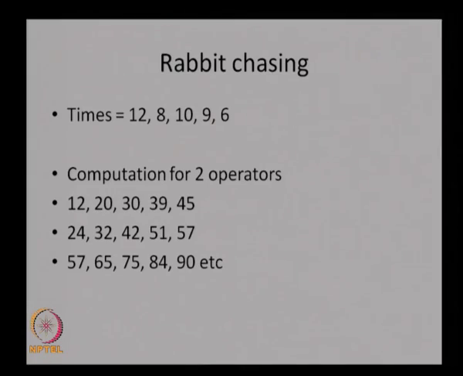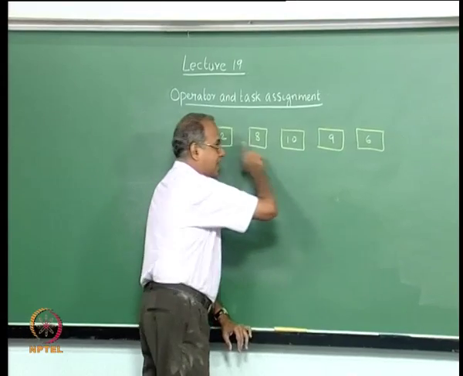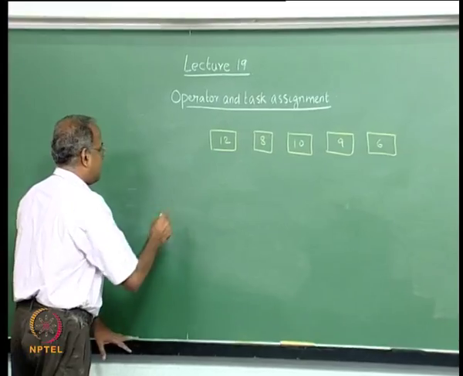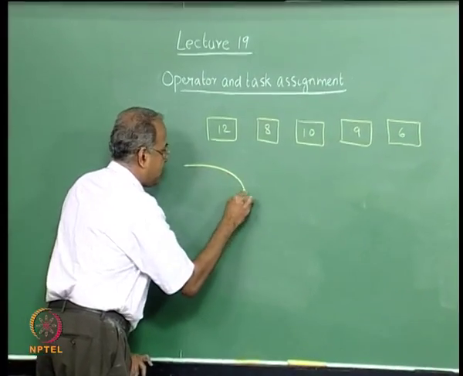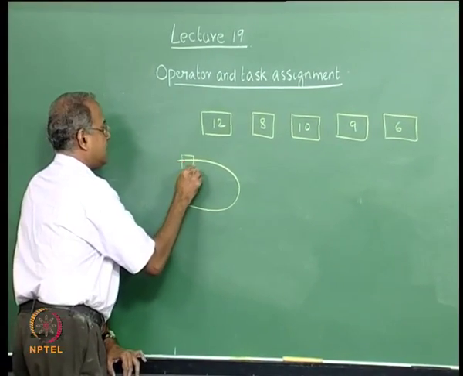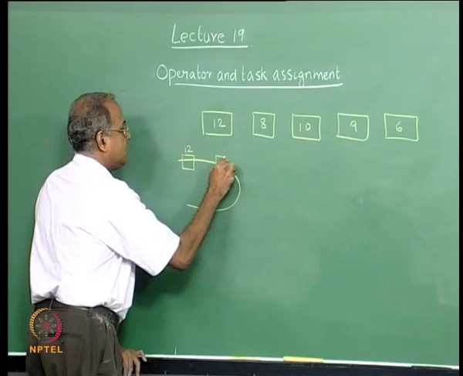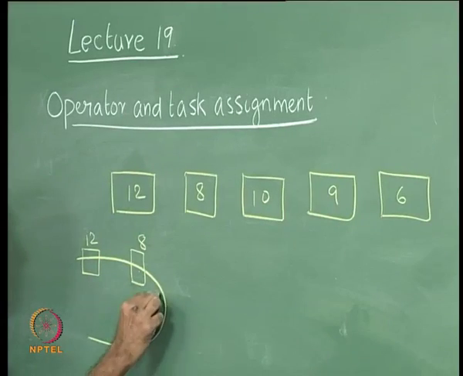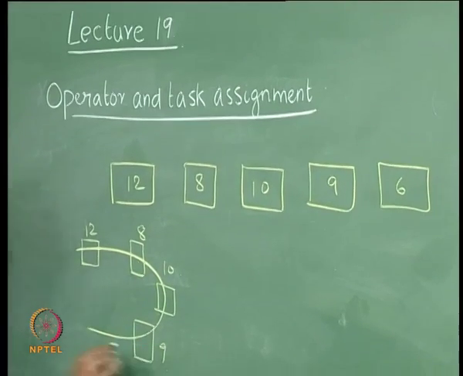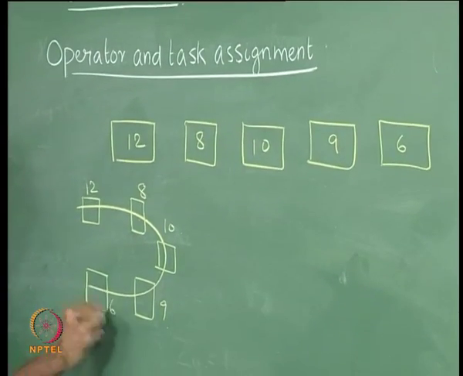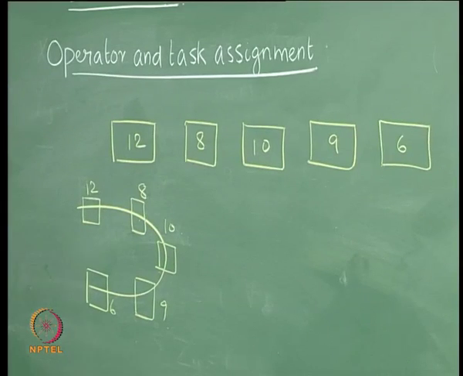Now let us look at what happens when, now this is one kind of layout. Another kind of layout that we can think of is like this. So this is 12, this is 8, this is 10, this is 9 and this is 6. These are the 5 machines.